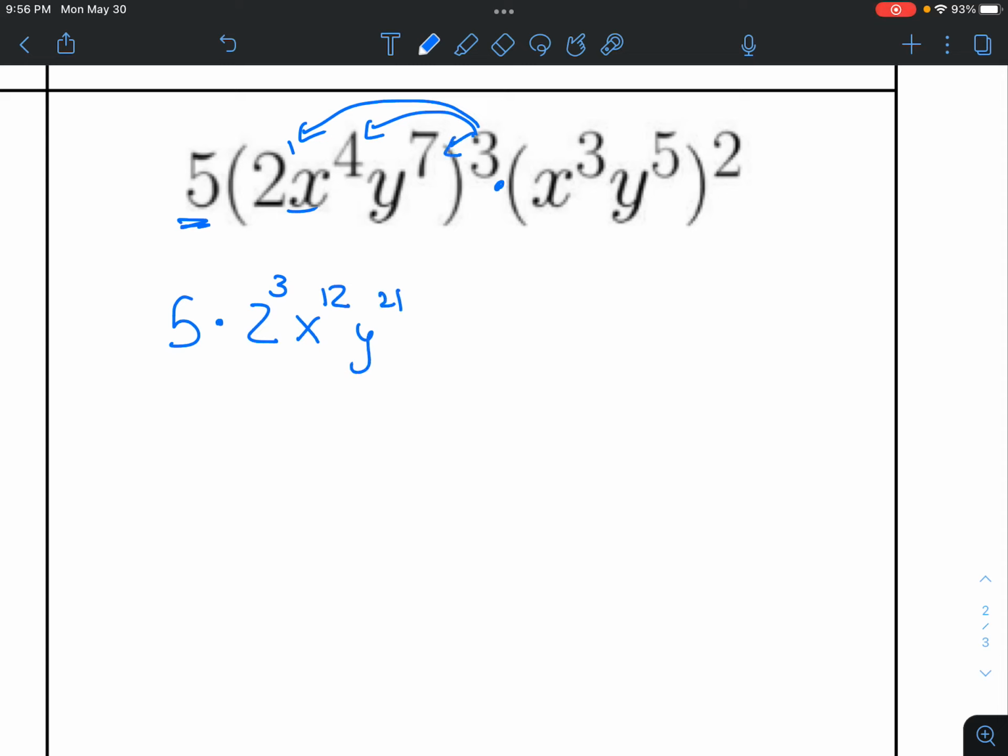Bring down our invisible times. Then we have x to the third to the second. 2 times 3 is x to the 6th. Keep the base of y. 2 times 5 is 10.